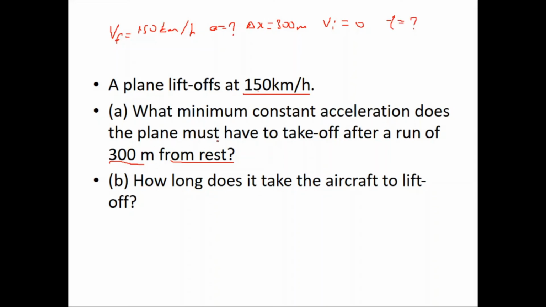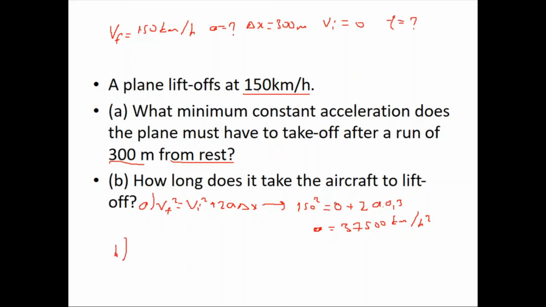First of all, let's find the acceleration. We can use this formula: v final squared is equal to v initial squared plus 2a delta x. Now v final is 150 squared equals initial velocity 0 plus 2a times delta x, which is 300 meters, going to be 0.3 kilometers. In calculating this equation, we will get acceleration as 37,500 kilometers per hour squared. This is the acceleration of the aircraft, and this is A.